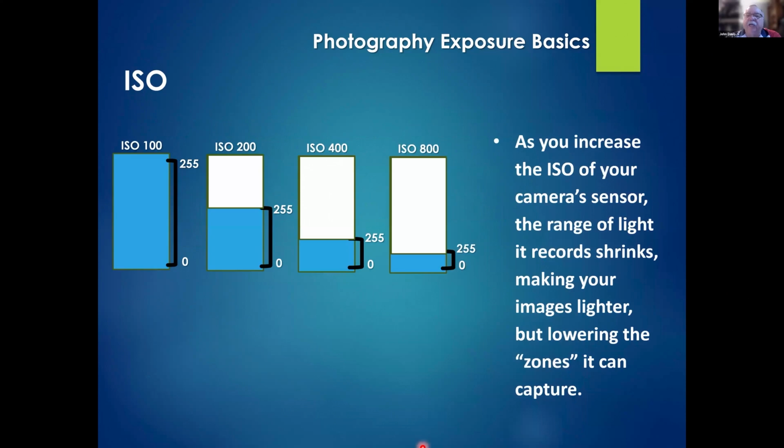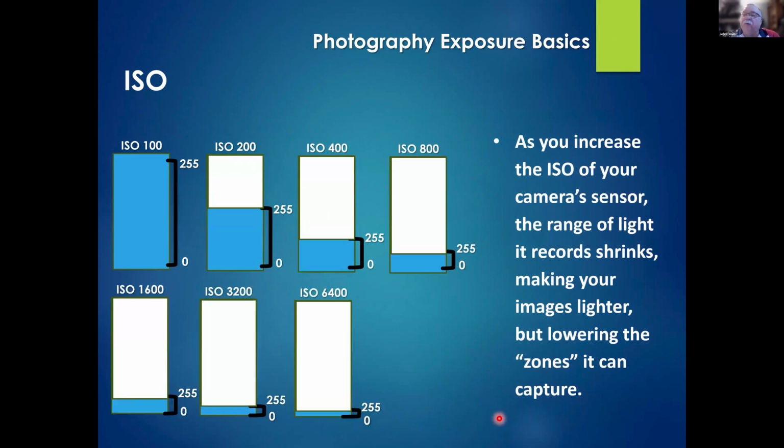What happens is, as you increase the ISO on your camera, you're shrinking the range of those zones that we talked about earlier that it can capture. So at 100 ISO, you get to use all the range. At 200, you're now using half of them. At 400, you're now using a fourth of them. And so on as it gets higher.